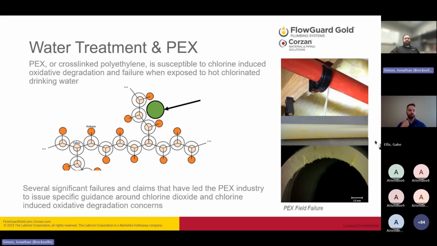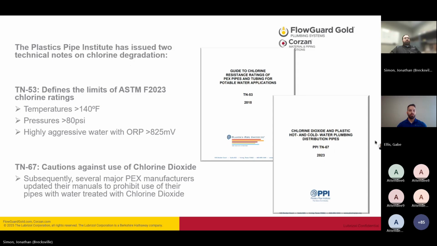Unfortunately, there have been several significant failures and legal claims that have led the PEX industry to issue specific guidance around chlorine dioxide and chlorine-induced oxidative degradation concerns. The Plastics Pipe Institute, as an example, has issued 2 technical notes on the topic of chlorine resistance and chlorine degradation. The first was Technical Note 53, originally issued in 2017, updated in 2018, and then again in 2025, which defines the limits of the chlorine resistance ratings that are applied to PEX piping.